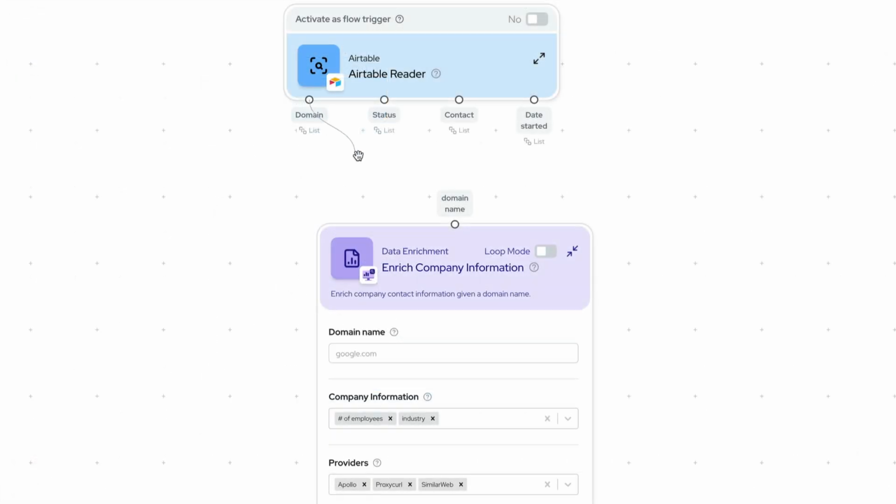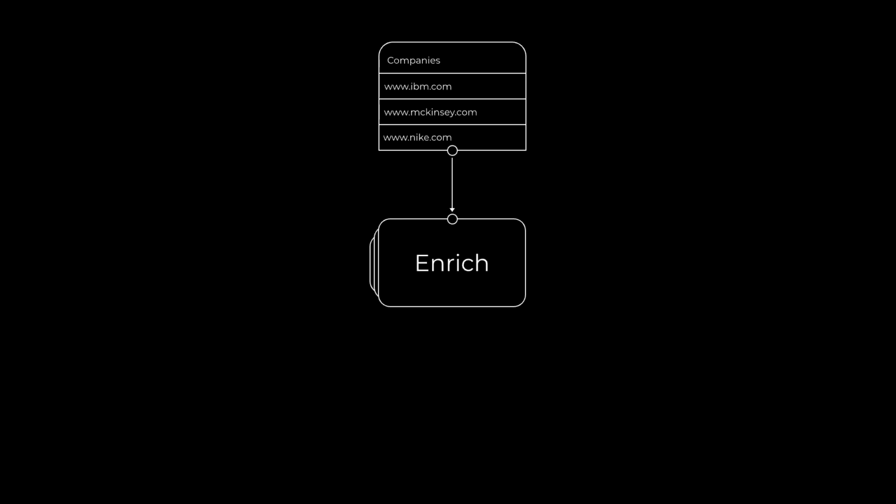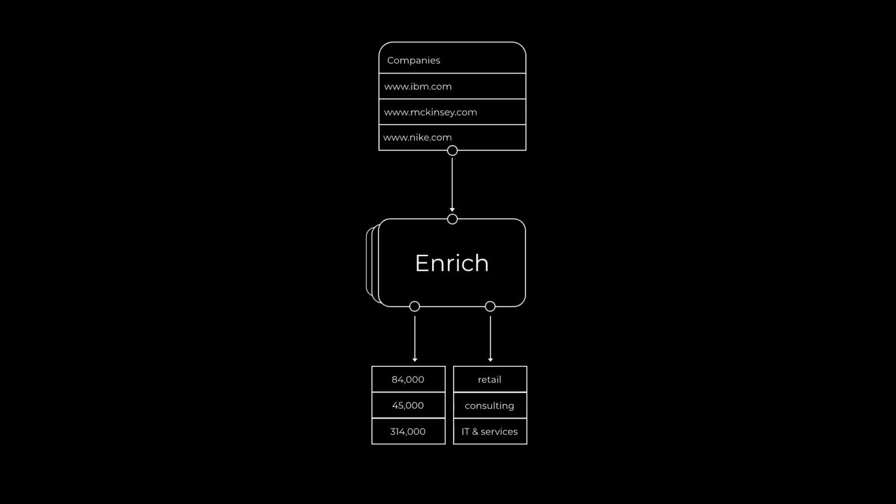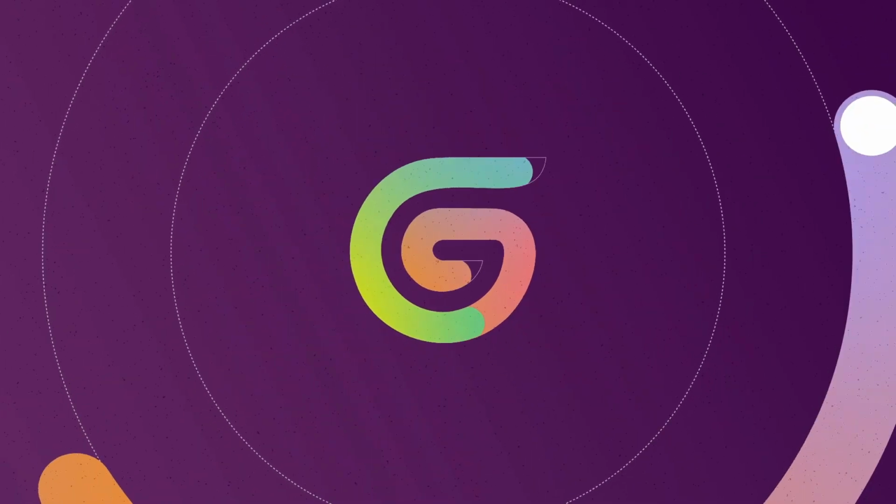So just remember, if you are passing a list into a text input, Gumloop will automatically go into loop mode, meaning it's going to go ahead and execute that node for each item in the list. And now you understand the loop in Gumloop.